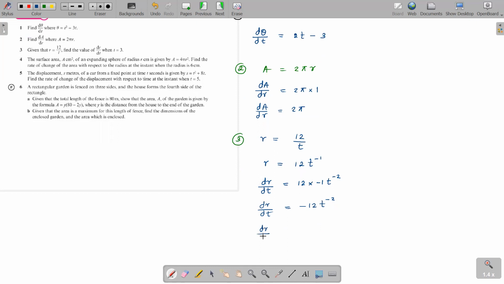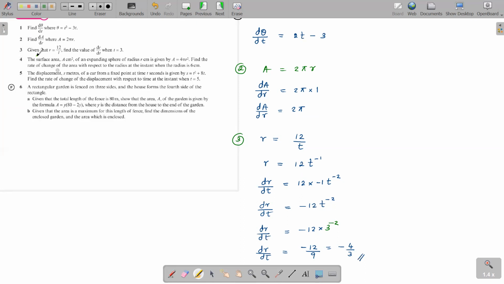So dr by dt equals minus 12 times, replace the t with 3, 3 to the power minus 2. So simplify: minus 12, 3 to the power minus 2 is 1 over 3 to the power plus 2, which is over 9. So minus 4 over 3. dr by dt answer when t equals 3 is minus 4 over 3.